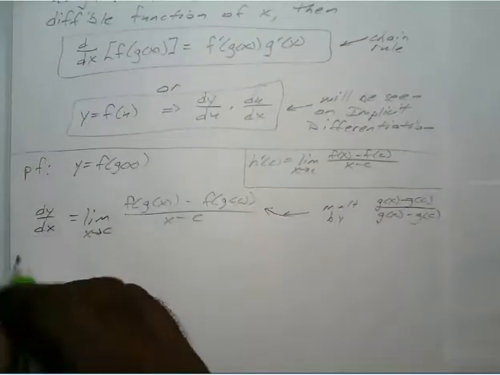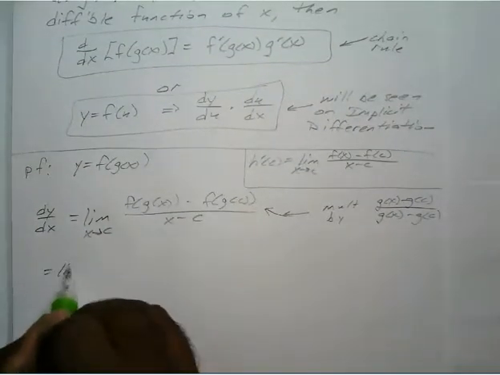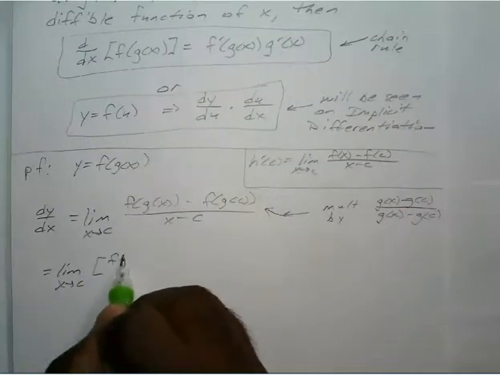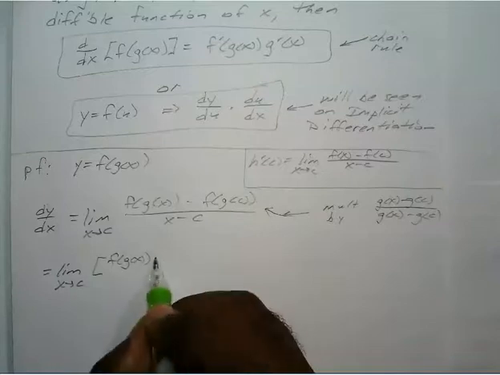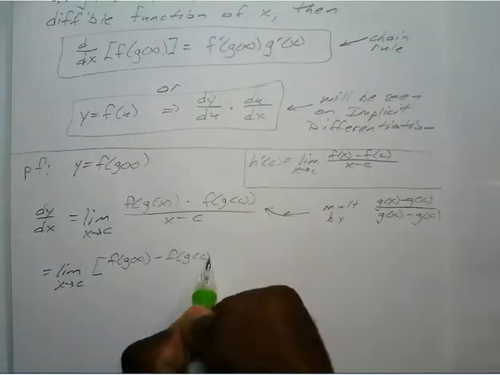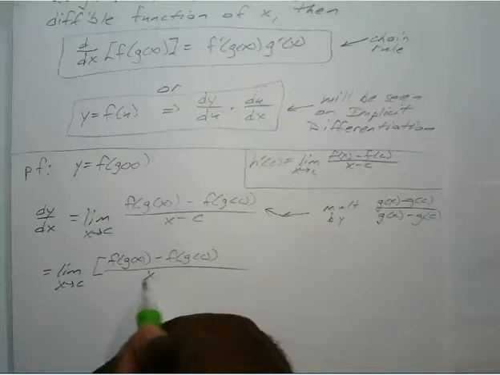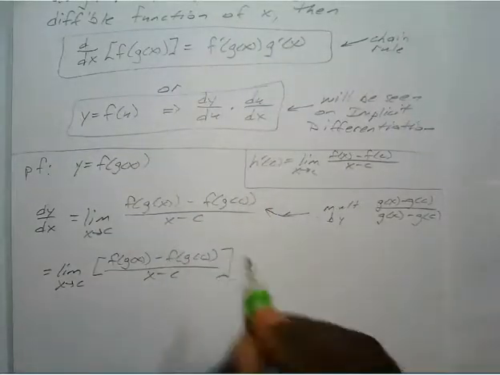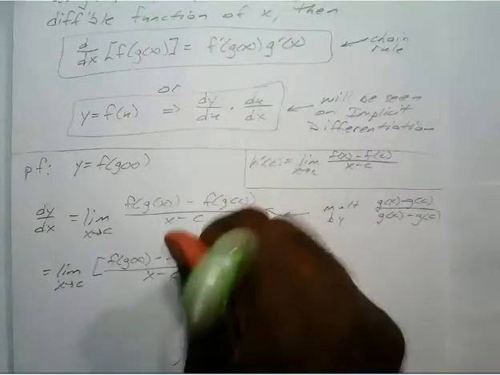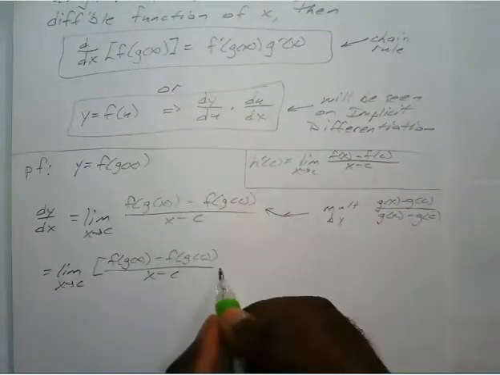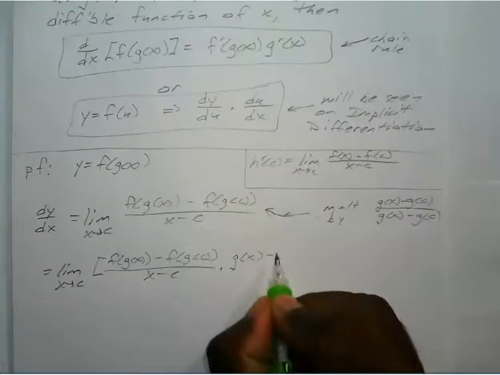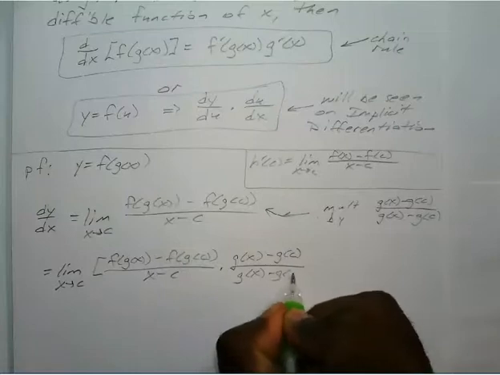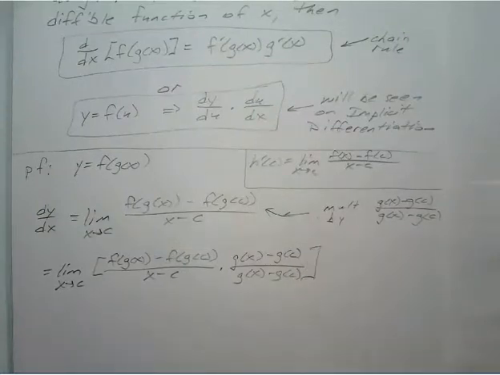So what that does is it will give us the limit as x approaches c of f of g of x minus f of g of c all over x minus c, times g of x minus g of c over g of x minus g of c. And now we'll close it up.